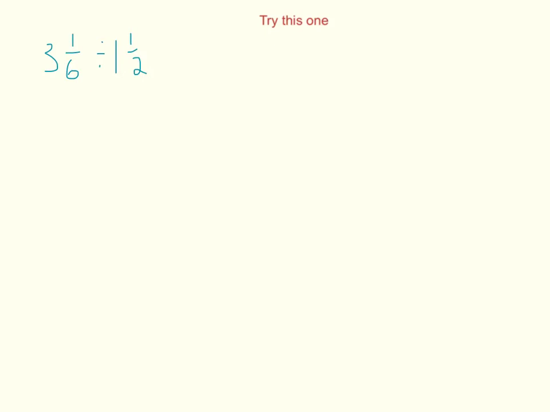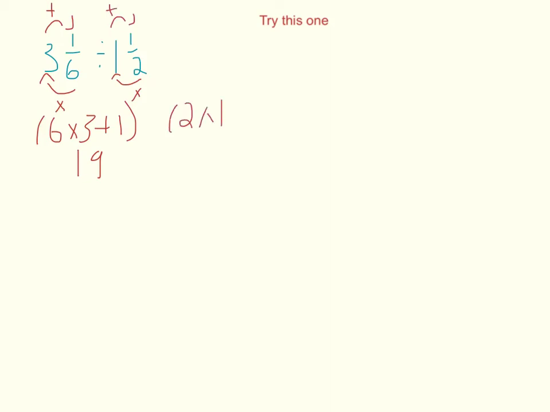Okay, so step 1 says we need to multiply our denominator by the whole number and add the numerator, which is essentially converting this back into improper fractions. So we're going to go 6 times 3 plus 1, which gives us an answer of 19. And over here we've got 2 times 1 plus 1, which is 3.